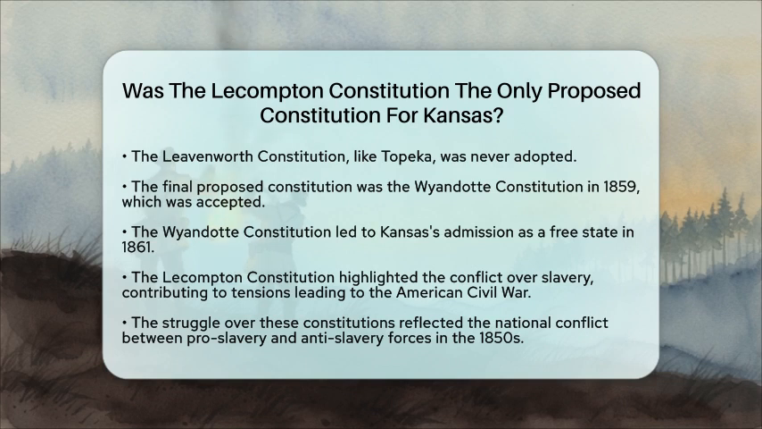Its rejection highlighted the intense conflict over slavery in the region, a key issue that contributed to the tensions leading to the American Civil War. The struggle over these constitutions reflected the broader national conflict between pro-slavery and anti-slavery forces during the 1850s. So, while the Lecompton Constitution is often remembered for its controversial nature, it was just one of several proposed constitutions for Kansas. The other constitutions played important roles in shaping the state's future and its eventual status as a free state.